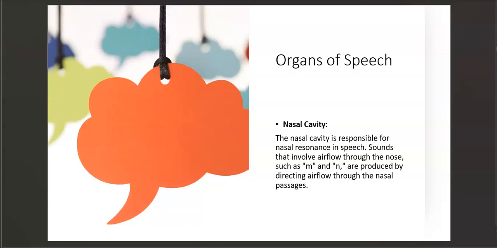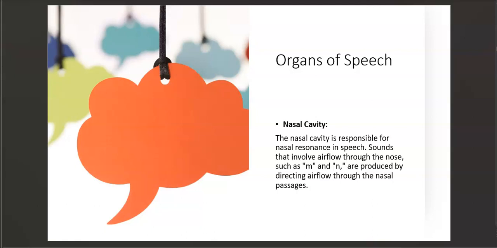Generally, you find that the nose also is essential for pronouncing or producing some words. I've talked about some letters like M, N. You notice that there's some airflow in the nose that helps us produce these sounds. Okay, class, so that is the nasal cavity. We have to also know and understand it.